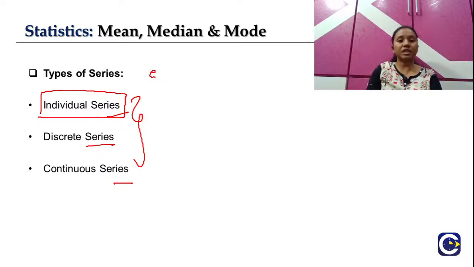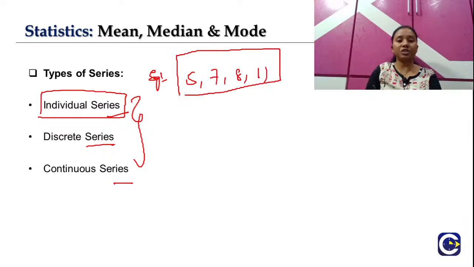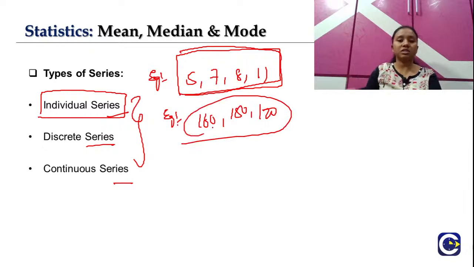For example, let's take 5, 7, 8 and 11. If this is my data and I ask you to find the mean of it, or the median of it, you can find it, right? So this particular series is nothing but an individual series. Likewise, you can take many examples like 100, 150, 120 and so on. This is also an example of an individual series.